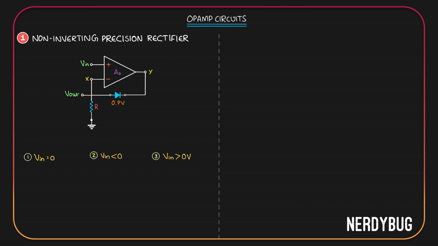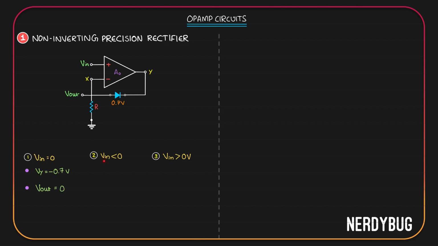Vy will be negative 0.7 volt, and all of that will be dropped across the diode. At output, we will get 0, which is also equal to potential at X. Since input is 0, this will be equal to the potential at this terminal and op-amp is happy. Virtual ground condition is satisfied. So when V in is 0, Vy is negative 0.7 volt and output is 0.